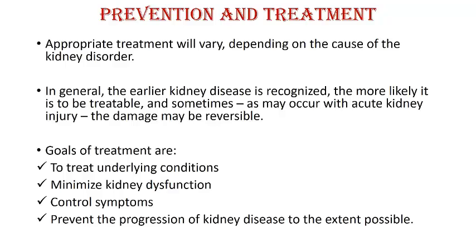But the main goal of the treatment is to treat the underlying condition, minimize the kidney dysfunction, control the symptoms, and prevent the progression of the kidney disease to the extent possible. For example, in cases of chronic kidney failure, the kidney has already failed and is unable to filter the blood and the waste material. In that condition also we have to prevent further progression, so that the life expectancy of the patient increases, okay? So the treatment part also varies.